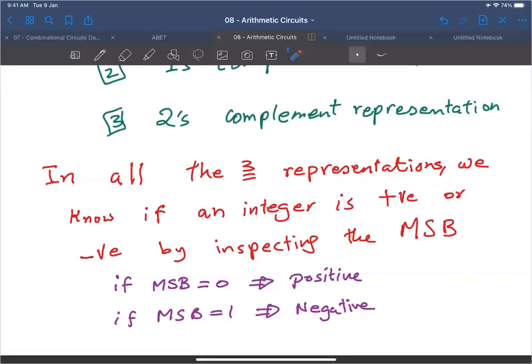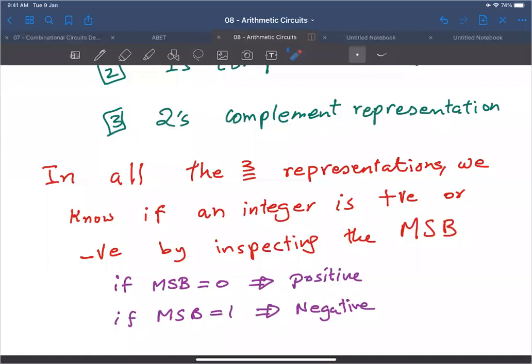So this is regardless of the representation, okay? Regardless of which representation we use, you just examine the sign bit, which is at the most significant bit, and you immediately know that the number is positive or negative, okay?